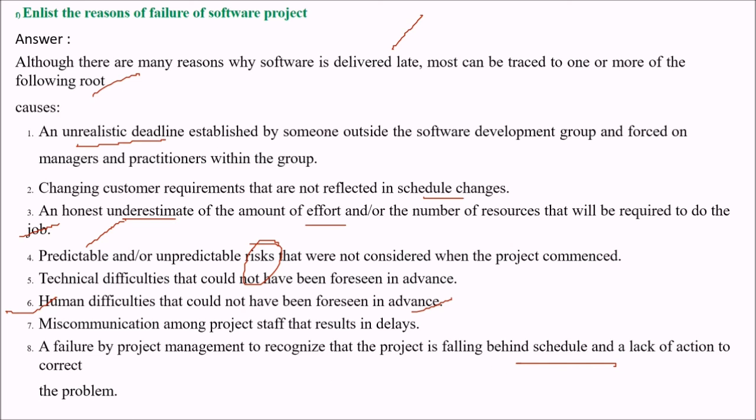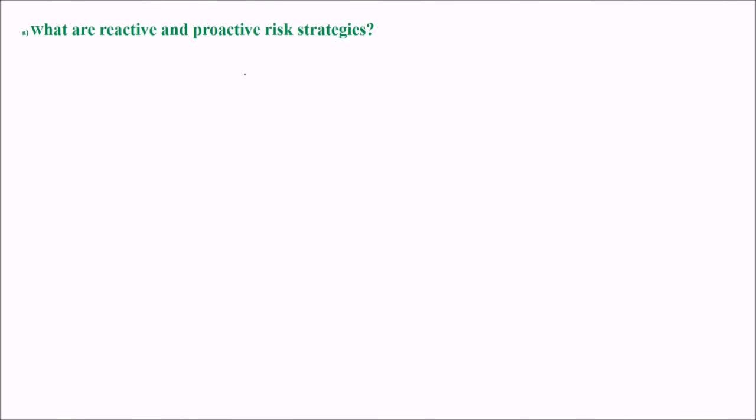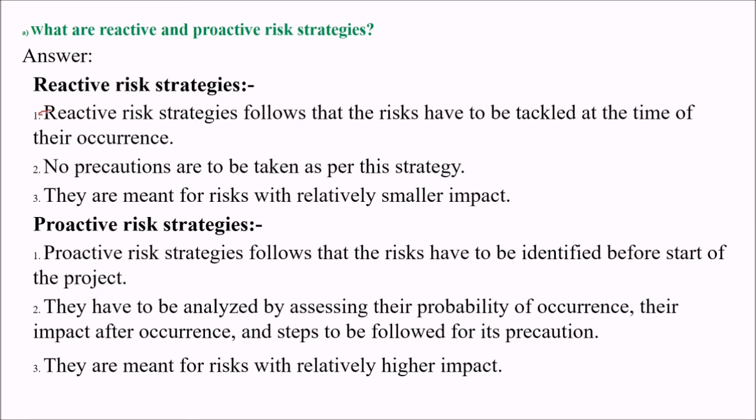What are reactive and proactive risk strategies? Reactive risk strategies follow that the risks have to be tackled at the time of their occurrence. No precautions are to be taken as per this strategy, so they are meant for risks with relatively small impact. What about proactive? Proactive risk strategies follow that the risks have to be identified before the start of the project, and they have to be analyzed by assessing their probability of occurrence, their impact after occurrence, and the steps to be followed for precaution or stoppage. So they are meant for risks with relatively higher impact.